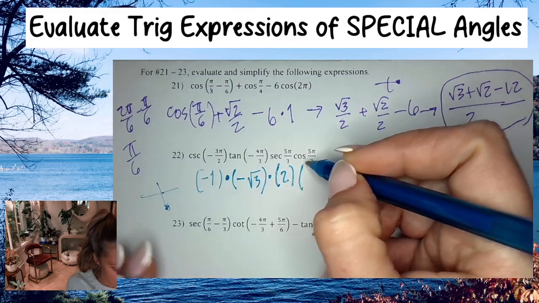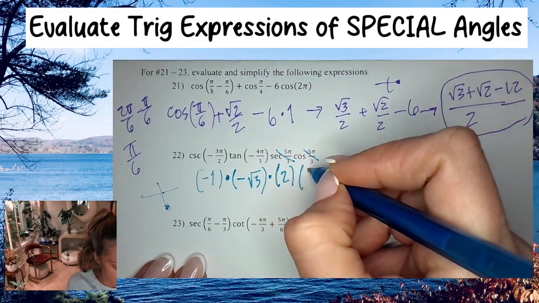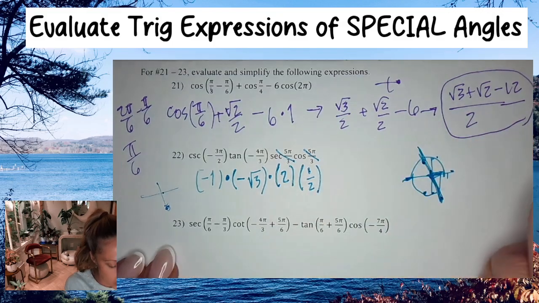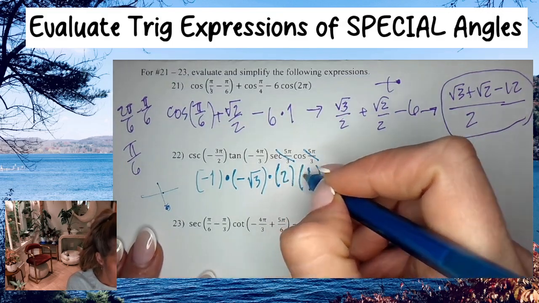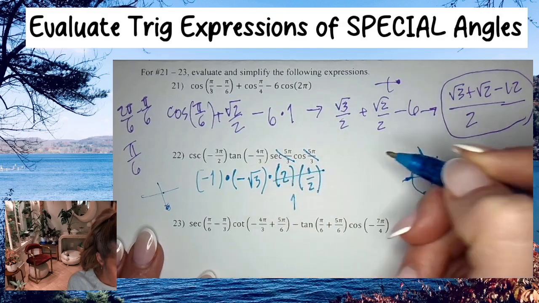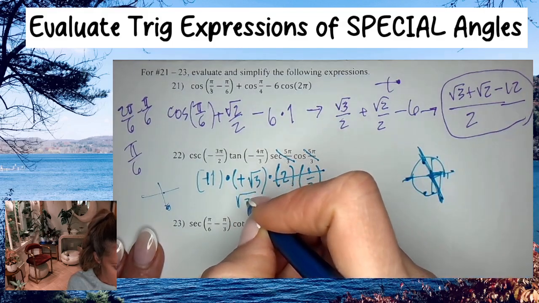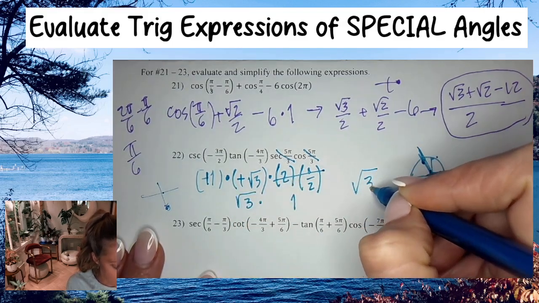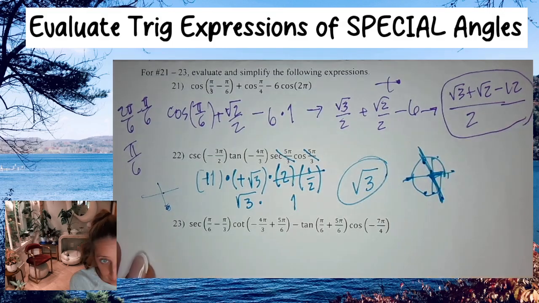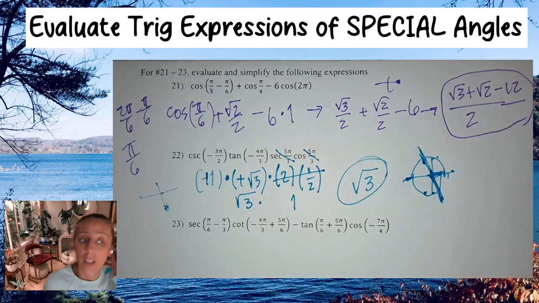And then cosine of 5 pi over 3, really, I didn't even have to do this. Anything times its reciprocal will be 1. So really, this part here is 1. A negative times a negative is positive. So that's root 3 times 1. Final answer, square root of 3, done.